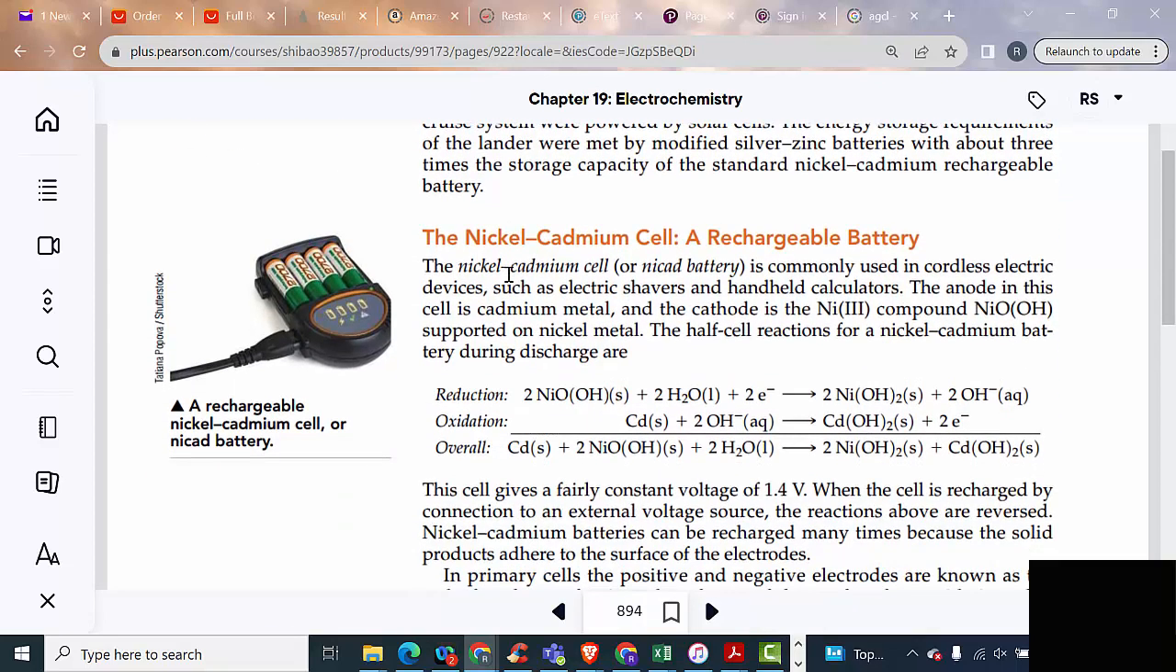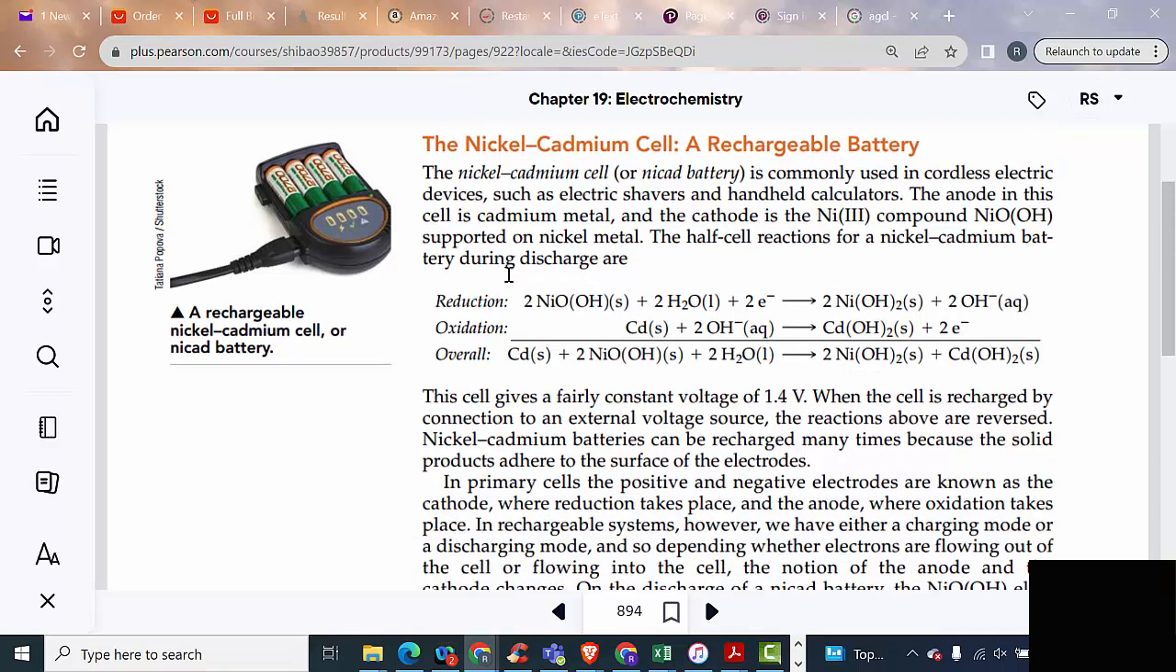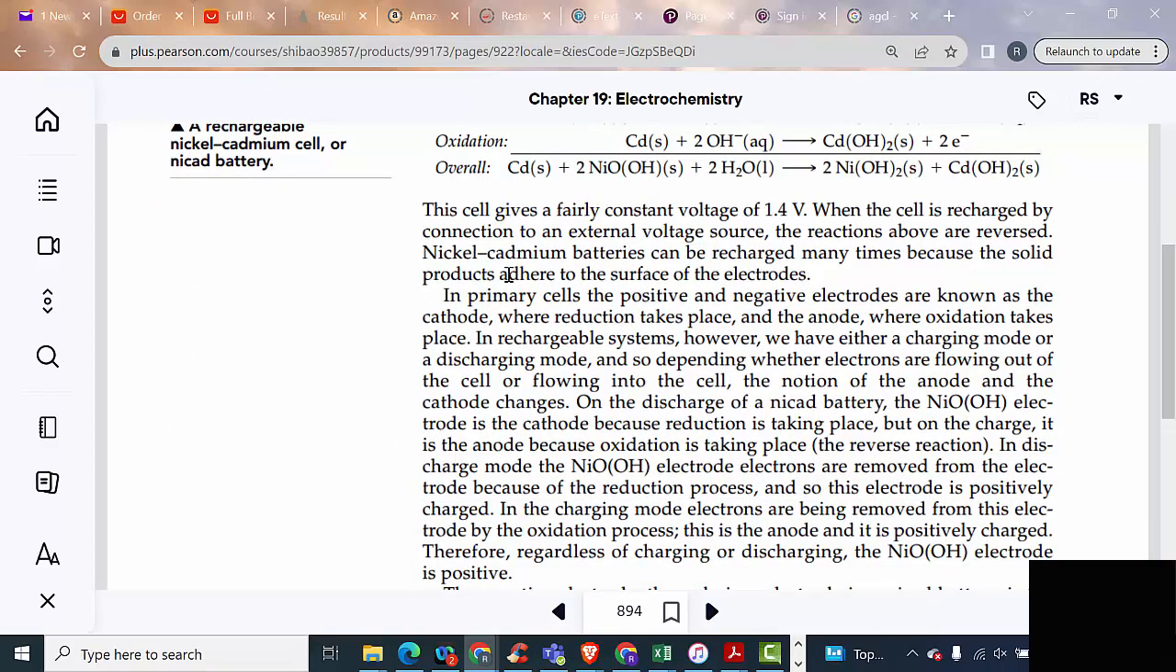This one is a good reaction to reverse. This one's easily reversible. So nickel cadmium batteries are secondary cells. Secondary cells we could recharge. And so this reaction turns out to be reversible. But again, solid, solid, liquid, solid, solid. You see that? So that's why the reactions look so weird. This is 1.4 volts.